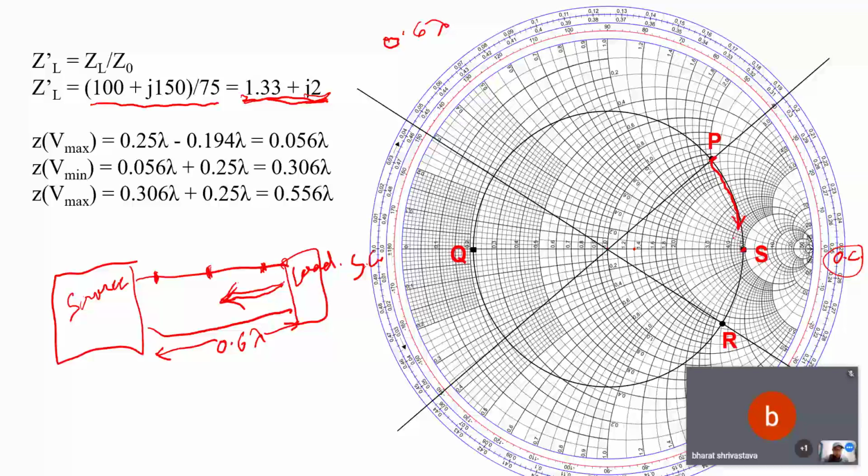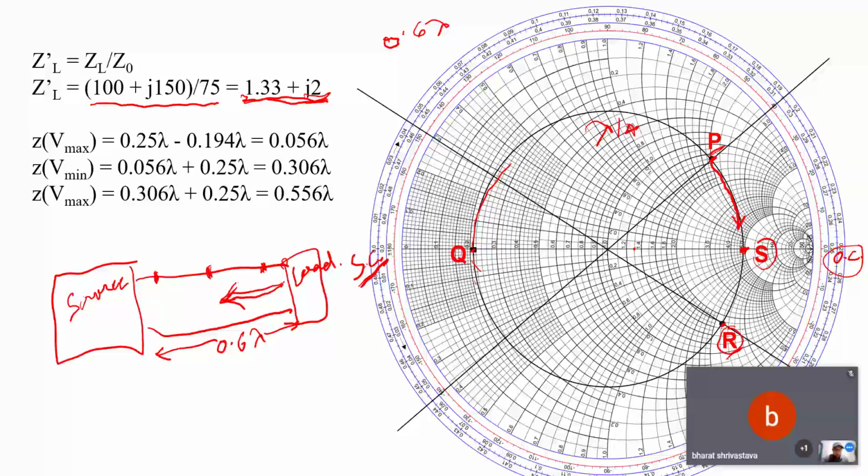Once you move lambda by 4 distance and come to the point Q, this is near the short circuited point, so there is a possibility of voltage minima. After further moving by a length of lambda by 4, you will come across point S again, and this again represents the voltage maxima. After some more distance you will come across the source, so this represents the source point, whereas P represents the load point.